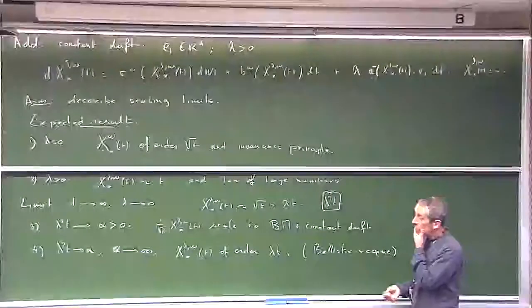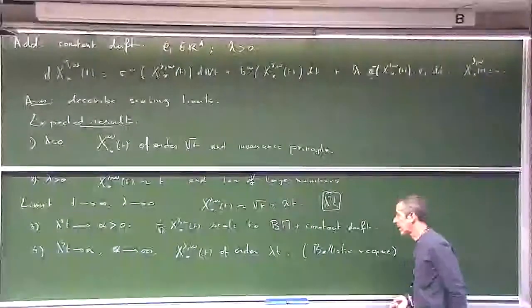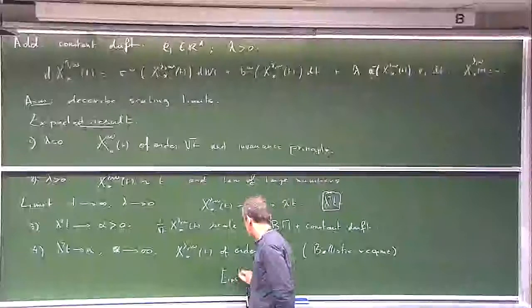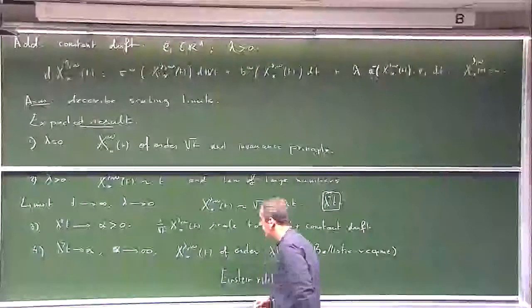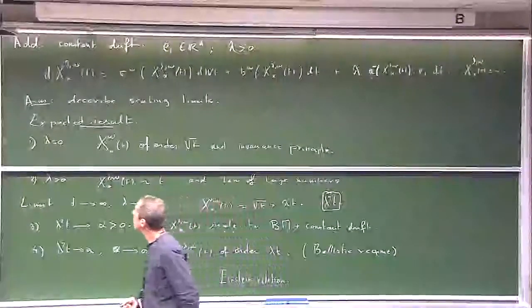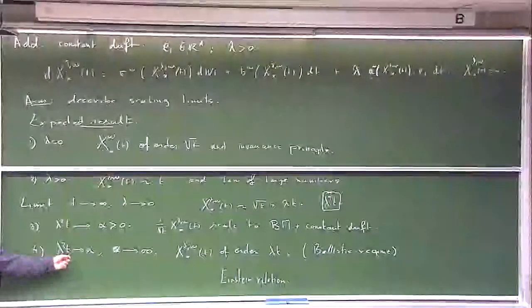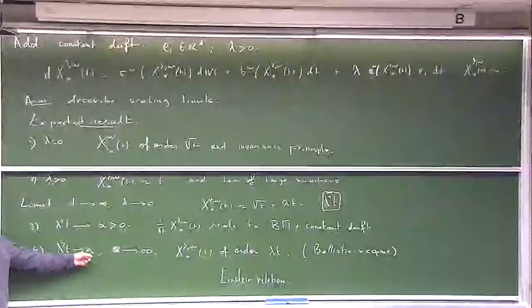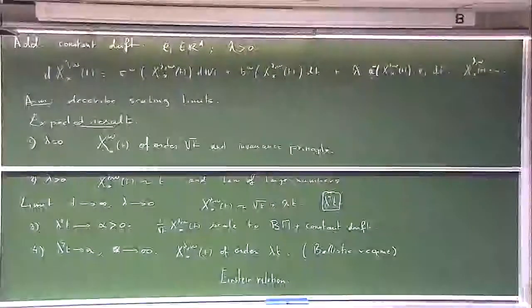And it turns out that if you have such a statement, then this is very much related to what we call the Einstein relation. So, lambda goes to zero. Actually, first we send lambda to zero and t to infinity in such a way that lambda squared t converges to alpha for some alpha, and then we send alpha to infinity. There will be more precise statements later.